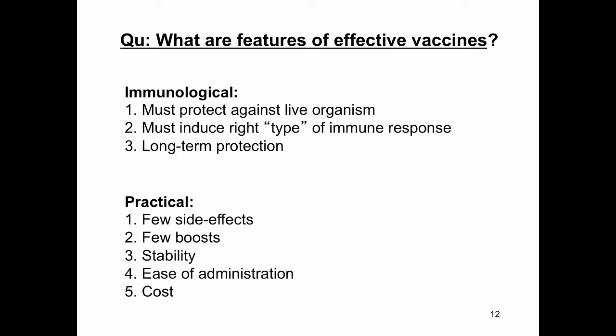And that really leads into the next feature of what could define an effective vaccine. These are really practical features, meaning that the vaccines that are given should have few side effects. They should not have to be given very frequently, meaning that they require few boosts. Vaccines should be relatively stable, meaning that they don't have to be stored in ways that are sometimes difficult to do in less developed countries, and they should have relative ease of administration and low cost.